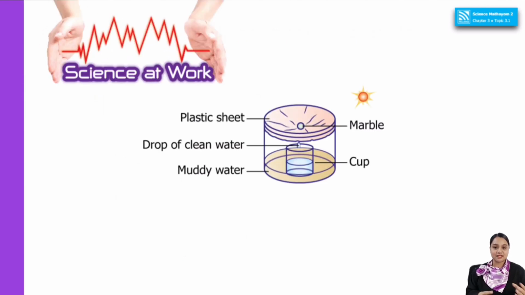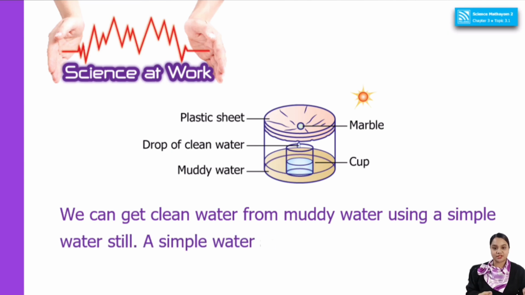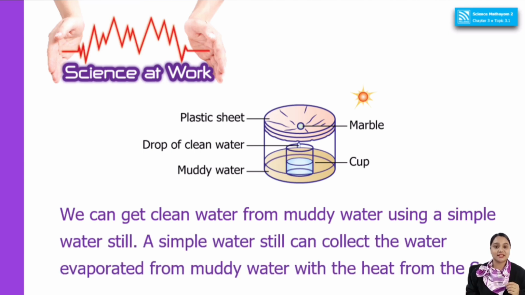So we have the simple water still. This picture shows us a simple water still, and it is used to get clean water from muddy or dirty water. The sun heats the water and the water evaporates, then cools and becomes clean water again. And of course, the dirt stays behind.